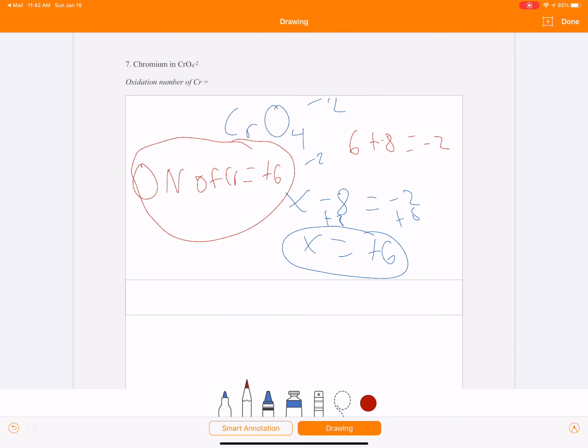So I hope this helped you to understand how to assign oxidation numbers. Once you get good at it, you don't need to necessarily write the equation. You can kind of see it in your head, but there's no harm in writing the equation. So we'll definitely do more videos on harder compounds with oxidation numbers, but I hope this helped.